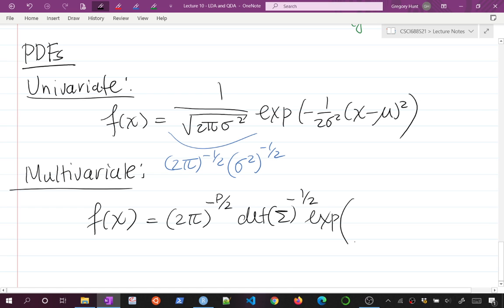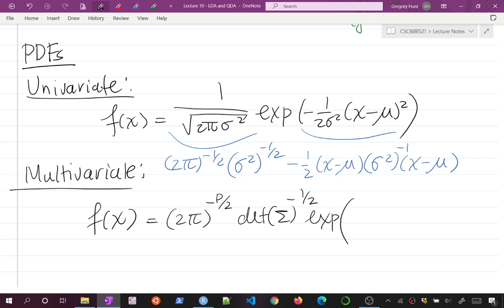And instead of what we have in the univariate case, it's not clear why you would want to, but you could write this as negative 1/2 times x minus mu times sigma squared to the negative 1 times x minus mu, right? That would be an equivalent way of writing that in the one-dimensional case. And that most straightforwardly generalizes to the multivariate case, where the exponent is negative 1/2, x minus mu transpose sigma inverse x minus mu.